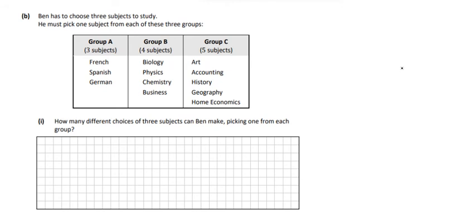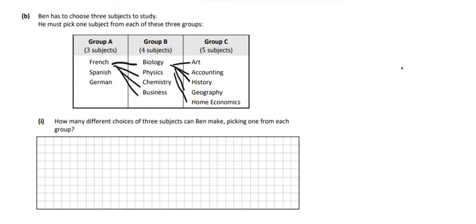So, Ben has 3 subjects to choose. He must pick one subject from each group. So how many different choices between the 3 can he make? So if you think about it, really all we're going to be doing here is multiplying. So you could have French and biology, French and physics, French and chemistry, French and business, and then you could have French, biology, art, French, biology, accounting, French, biology, history, French, biology, geography, French, biology, home economics.